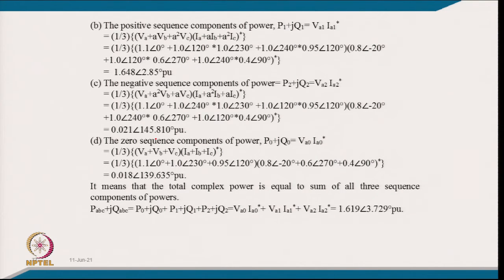Similarly, we can find the zero sequence power P0 plus jQ0 by multiplying the zero sequence voltage and the conjugate of the zero sequence current, and we just put the values. So, it comes to 0.18 per unit at the angle of 139.63 degree.